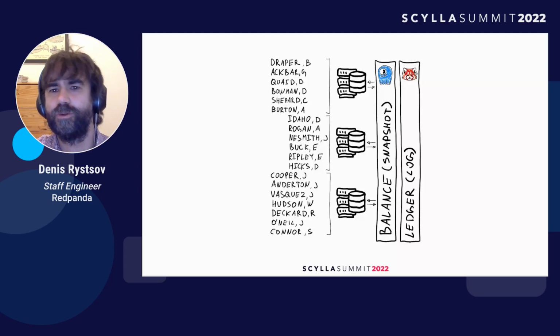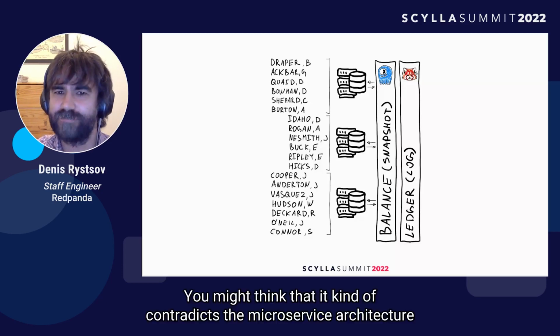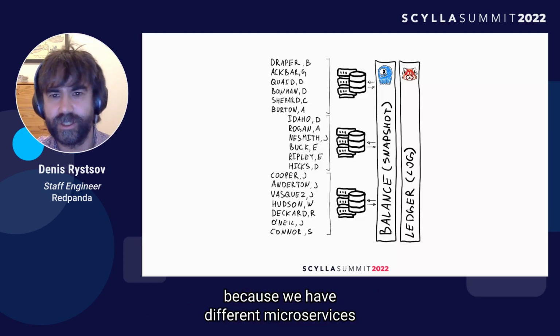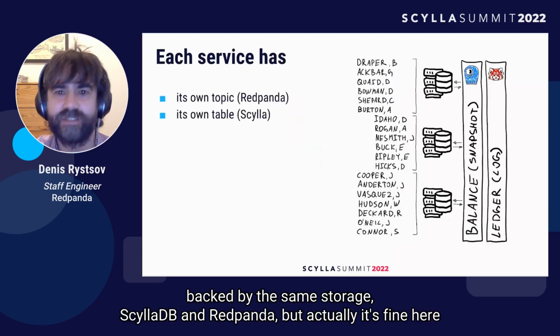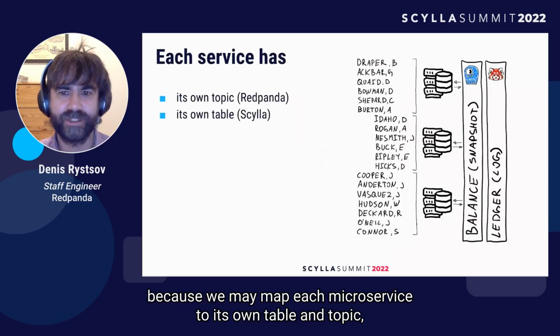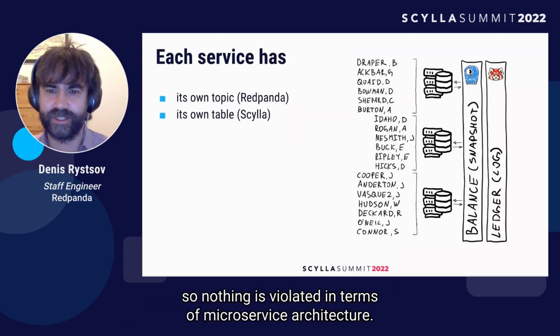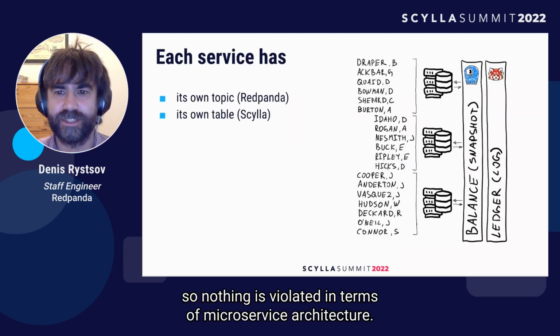You might think that it kind of contradicts the microservice architecture because we have different microservices backed by the same storage, Scylla and Redpanda, but actually it's fine here because we may map each microservice to its own table and topic, so nothing is violated in terms of microservice architecture.